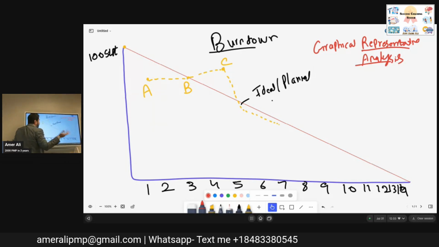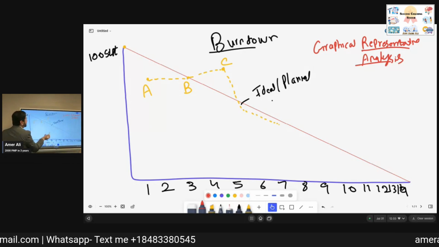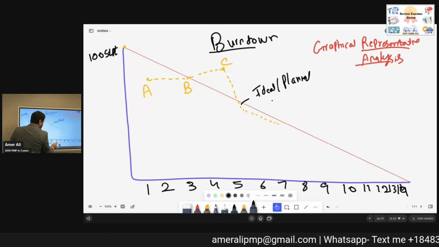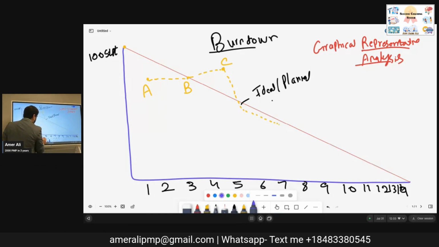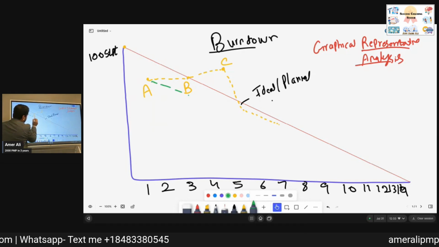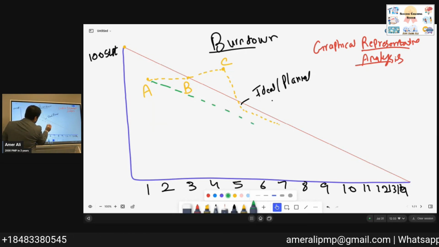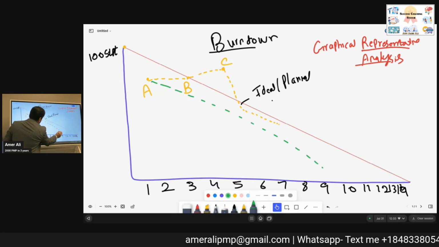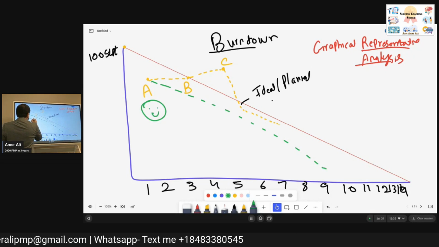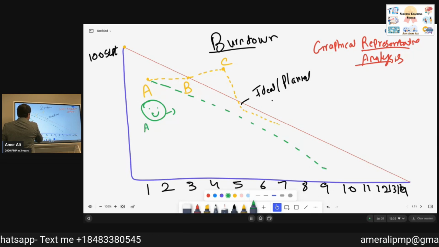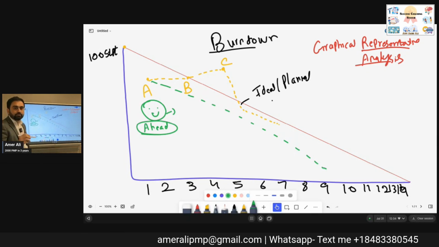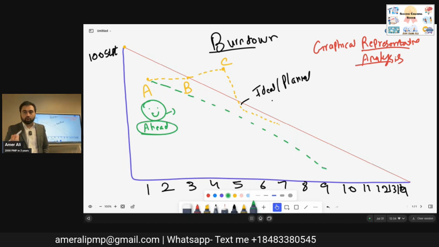Point A. So how can I do that? Let me extrapolate it. Extrapolate means if I keep doing what I am doing right now, what will happen? So let's say at A, if I keep moving with this pace, I will be able to complete quickly. So when the burn is on the downside, it's a happy face. You are ahead of schedule. You will be able to complete it quickly.